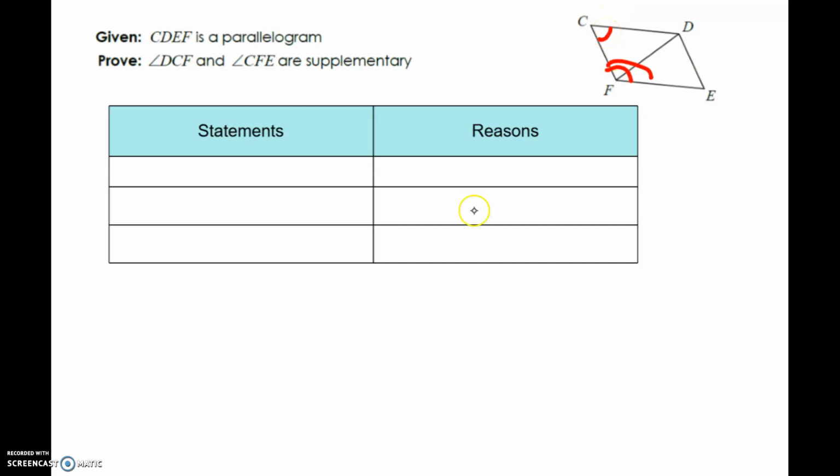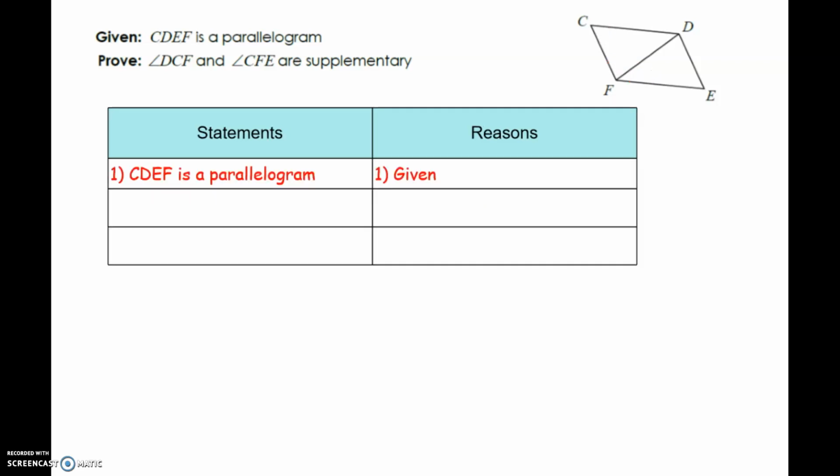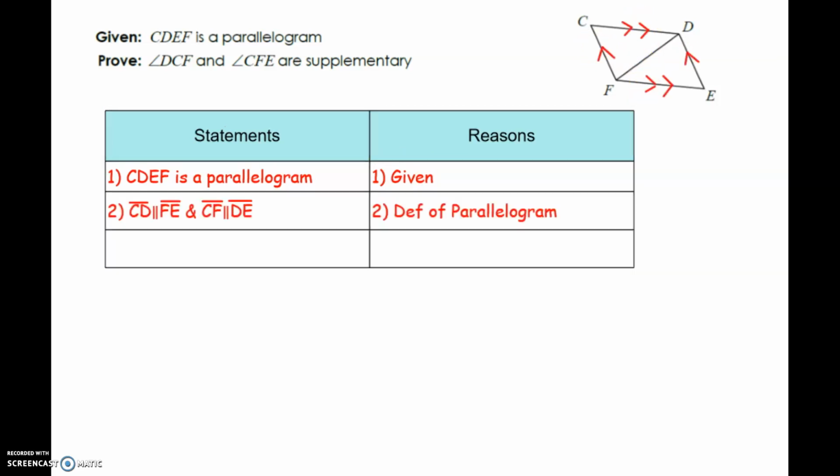So we've got three lines to fill in here. Of course, you know the first one, so we're going to fill in our given. Just the fact that we have a parallelogram was all that we were given. But we know by definition of a parallelogram that these sides are parallel to one another, so we'll stick that in our proof.